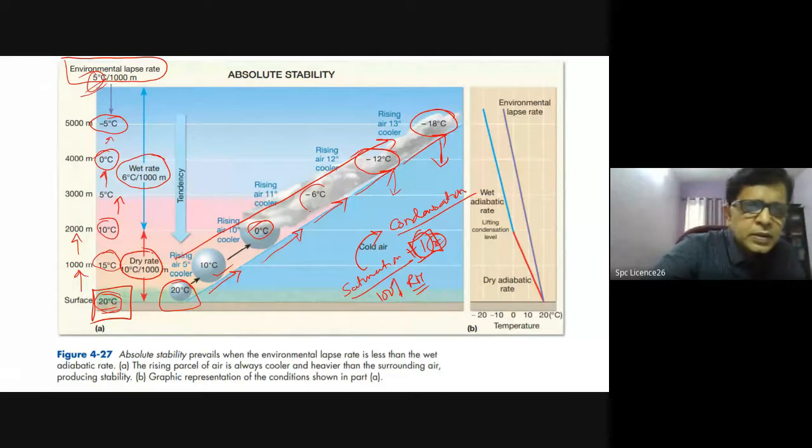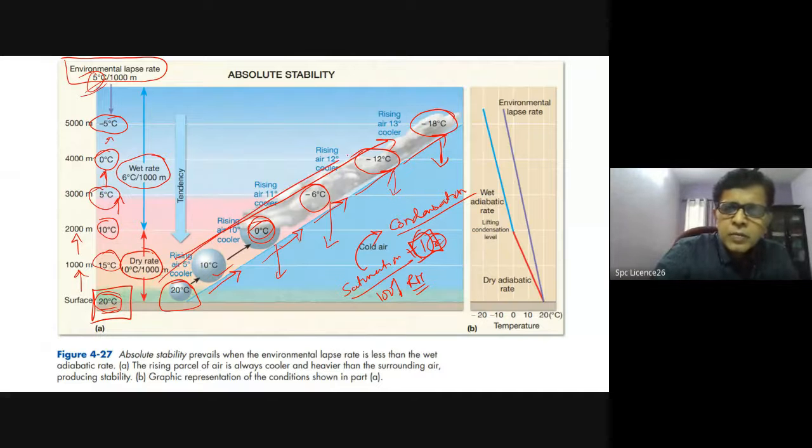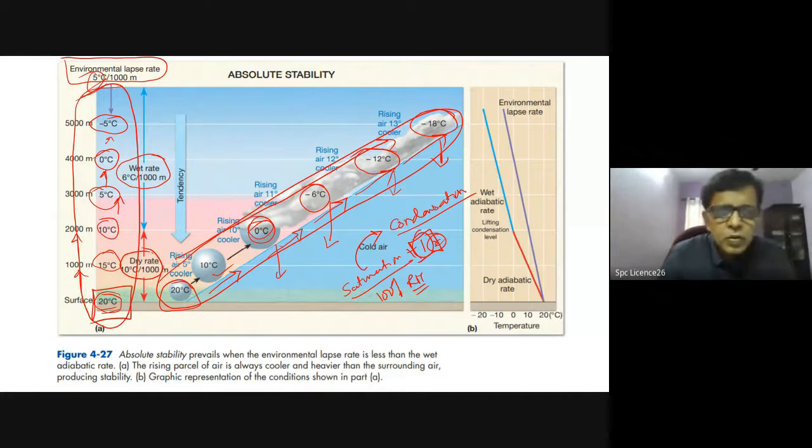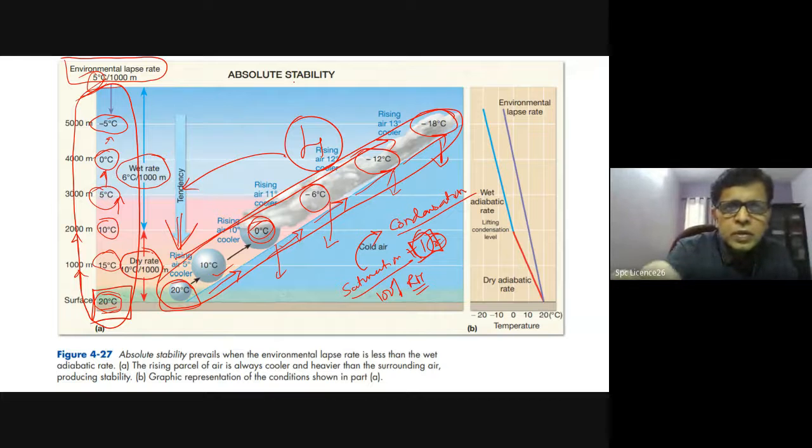This is minus 6. This is 5. This is heavier. This is going to come down. This is 0. This is 10. This is going to come down at every level, because the temperatures of all packets of air at different levels are going to be lower than these temperatures. That means they are going to be heavier. Because they are going to be heavier, the tendency is going to be to come down as such. Because the tendency is to come down, this is called stable. And nowhere is it warmer than the normal air. That's why this is called absolute stability.